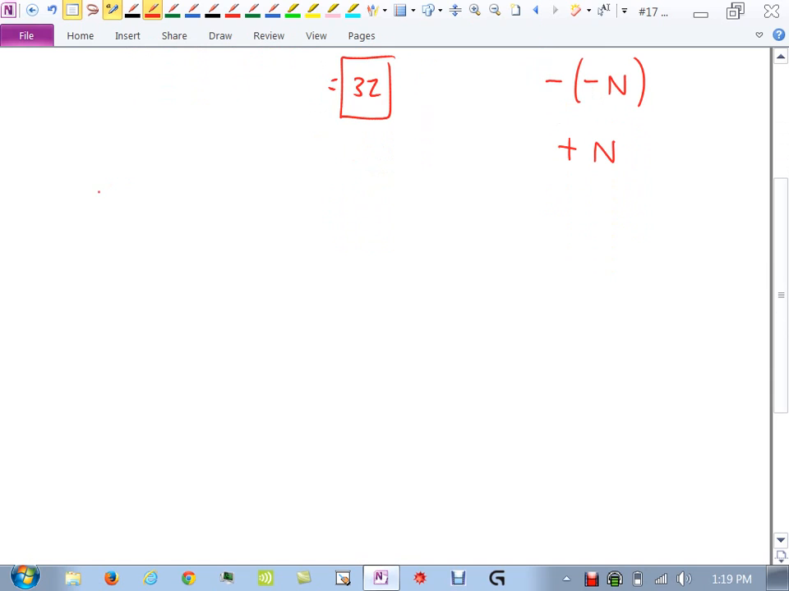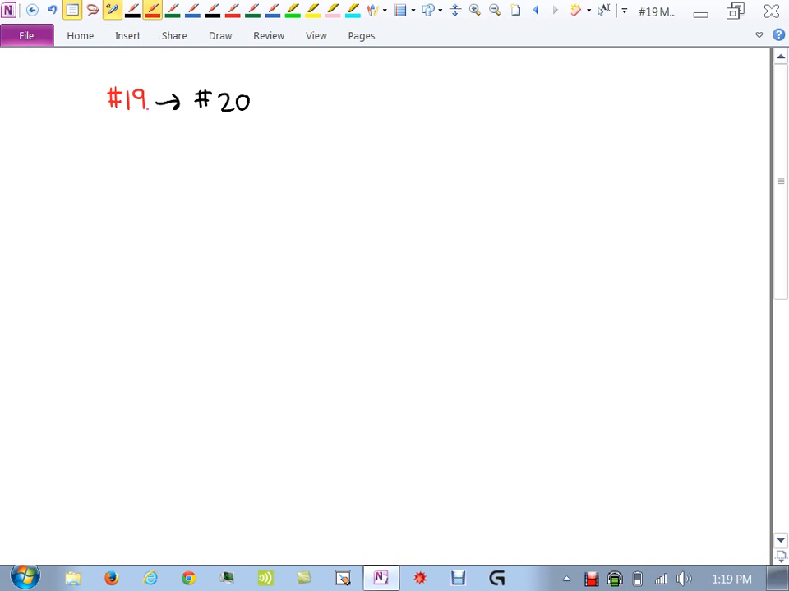What am I on? 19? I'm going to start a new page. Number 19. And you should do 20. So number 19 is negative 7 x to the negative 5 over x to the negative 2.